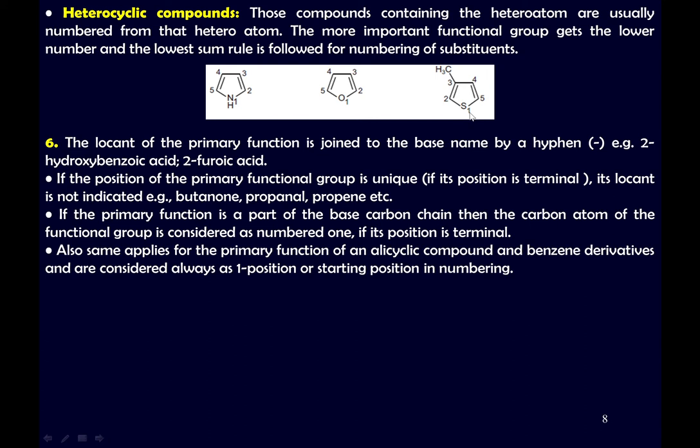Now there are some certain small points. If the primary functional group is unique, the locant is not indicated, because in case of butanone, propanol, propene, you can directly take it as a name, so you understand where the primary function is. If the primary function is a part of the base carbon chain, then the carbon atom of the functional group is considered and numbered if it is not terminal. If the primary functional group is at the terminal carbon, we don't give it numbering in the naming.